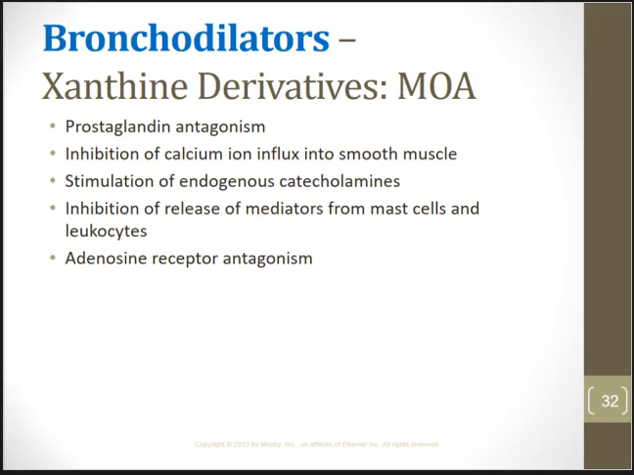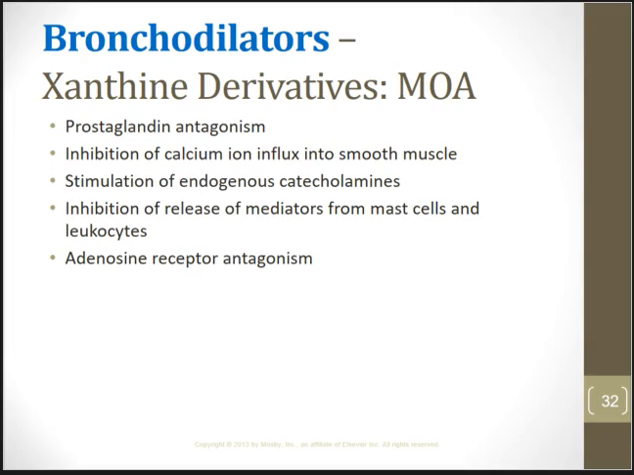The last group of bronchodilators are xanthine derivatives, and these are prostaglandin antagonists. Prostaglandin can cause inflammation. They inhibit a calcium ion influx into the smooth muscle, stimulate your endogenous catecholamines. They stimulate epinephrine and norepinephrine, inhibit the release of mediators from mast cells and also leukocytes, and they are an antagonist for adenosine receptors. We don't really know how, we just know what. So they reduce inflammation, reduce bronchospasms, and also produce bronchodilation.